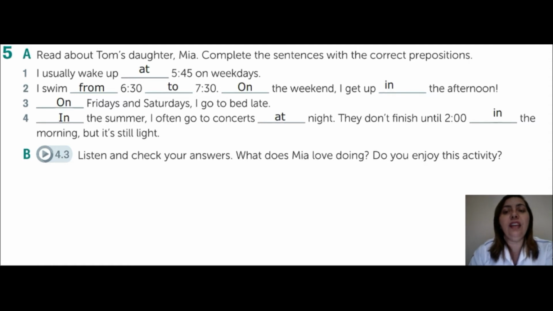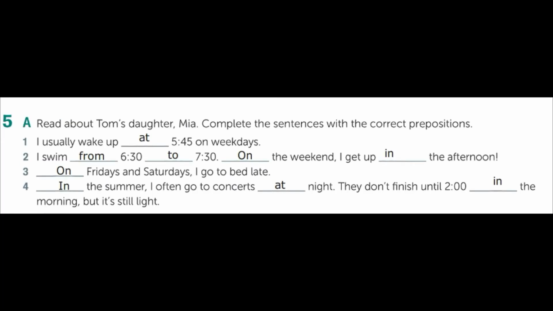I usually wake up at 5:45 on weekdays because I go swimming every day. I swim from 6:30 to 7:30. I love swimming, but I hate getting up early. On the weekend, I don't go swimming, so I get up in the afternoon. I often go out with my friends, and on Fridays and Saturdays, I go to bed late. In the summer, I often go to concerts at night. They don't finish until 2 o'clock in the morning, but it's still light.